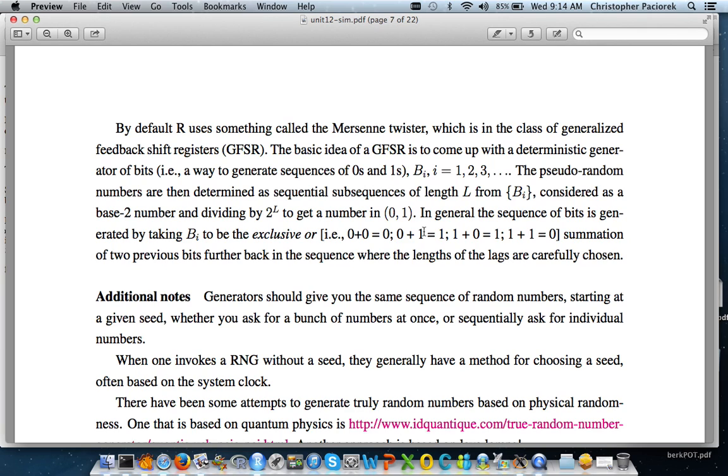So that's the basic idea of the Mersenne twister, and that is actually the default in R. I forget off the top of my head, but I think it's the default in Python as well.